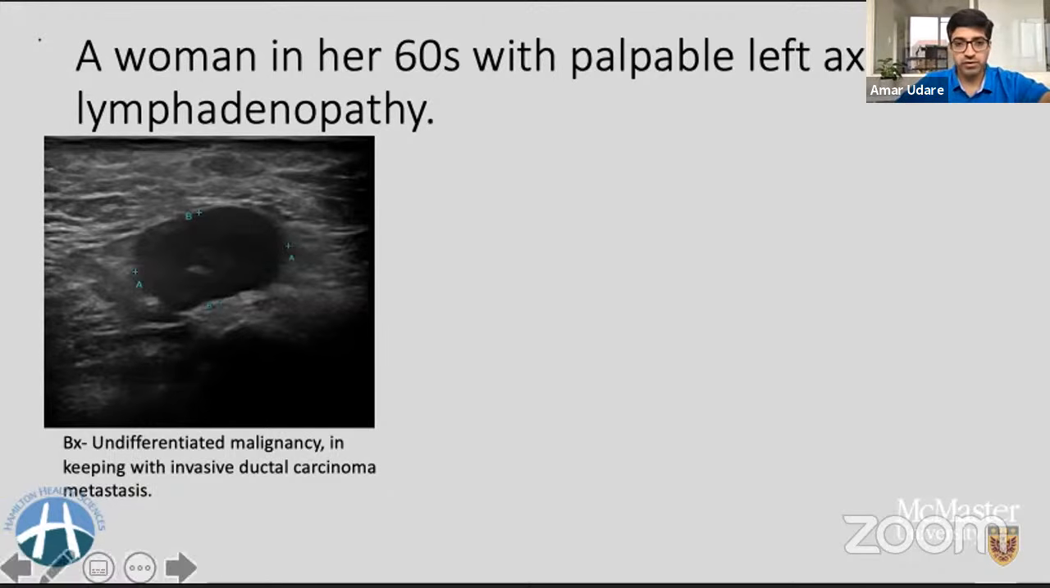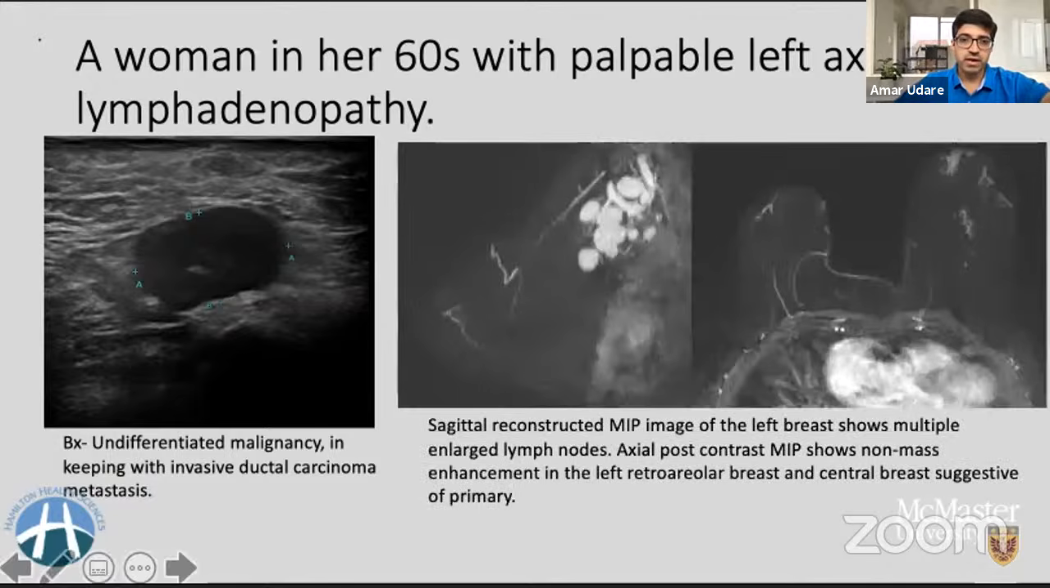So naturally, you have to go ahead and do a breast MRI because you did not see anything on the mammogram. You're missing a cancer somewhere. So these are some static images of the breast MR. The image in the middle is a sagittal reconstructed maximum intensity projection post contrast. All you see are these massive lymph nodes in the left axilla. There are multiple of them. I can count 1, 2, 3, 4, 5, 6, maybe even 7. Those are all suspicious, and one of those was biopsied.